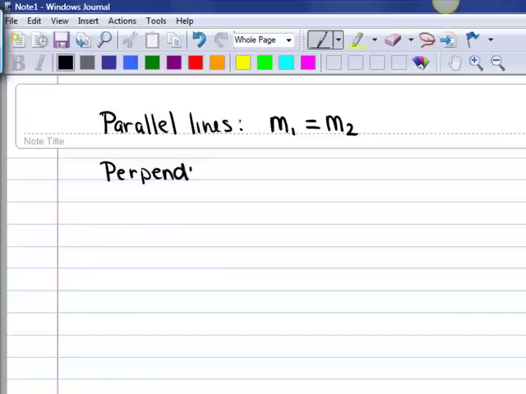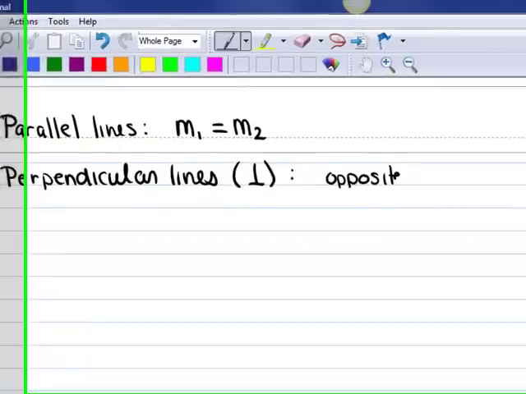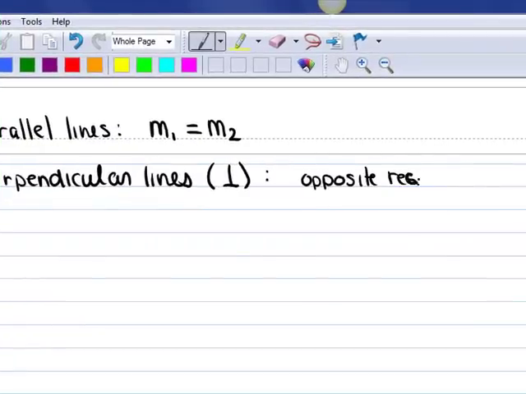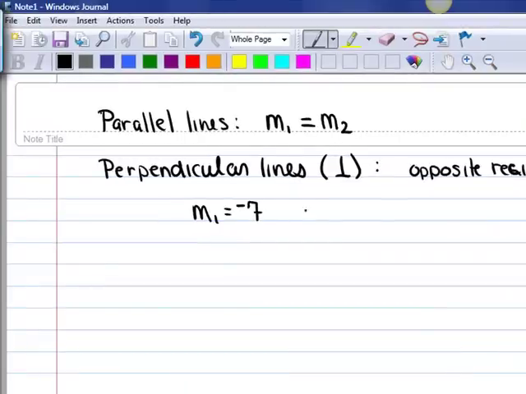The other type of line is a perpendicular line. And with perpendicular lines, they have a special type of relationship. I'm going to use the symbol upside down T to represent perpendicular. But these lines have slopes that are opposite reciprocals of each other. In other words, if the slope of one line is -7, that's -7/1, then the slope of a line perpendicular to that would be +1/7. It's the opposite sign and then the flip.